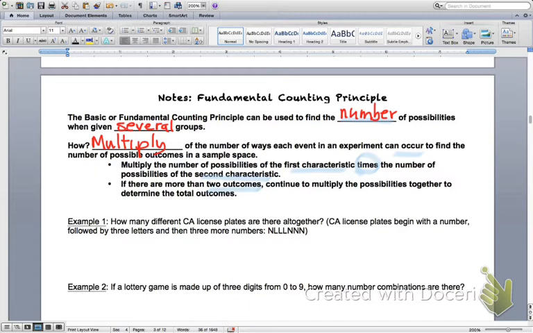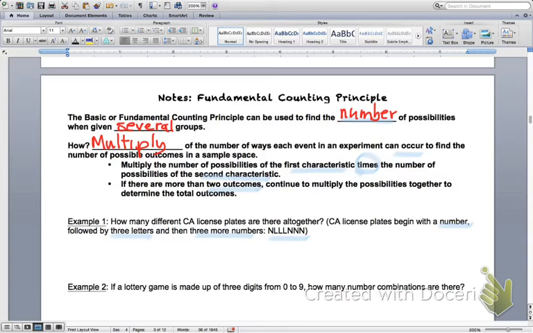So California license plates begin with a number. It's followed by 3 letters, and after that there are 3 more numbers behind that. So it's number, letter, letter, letter, number, number, number. So we're going to go ahead and look at those choices. So again, I have to multiply 7 options because I'm making 7 choices, 1 for each character in the license plate.